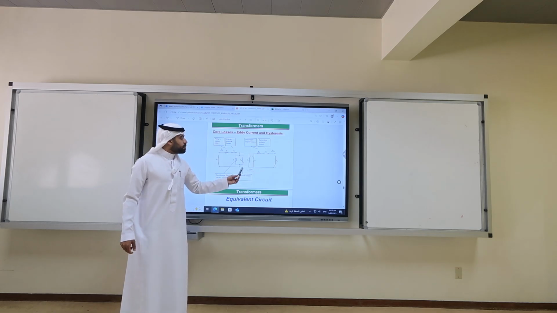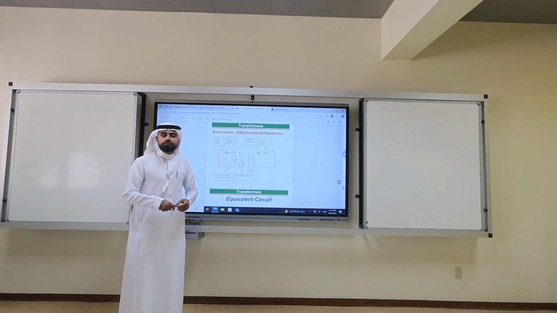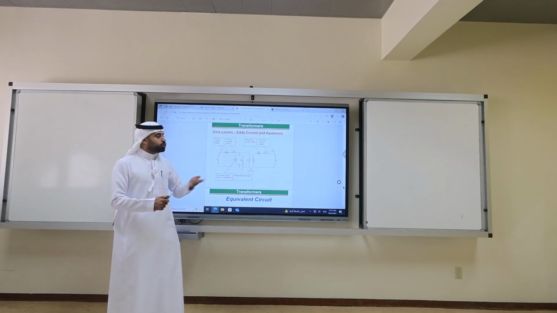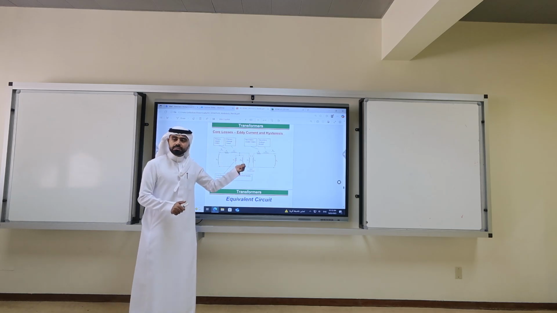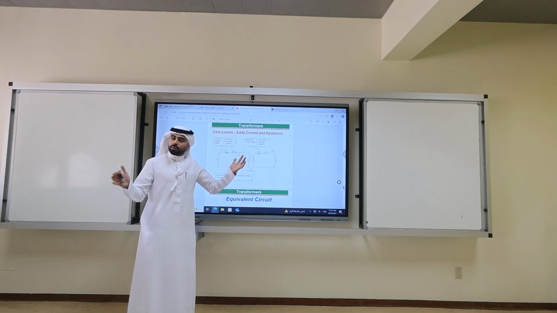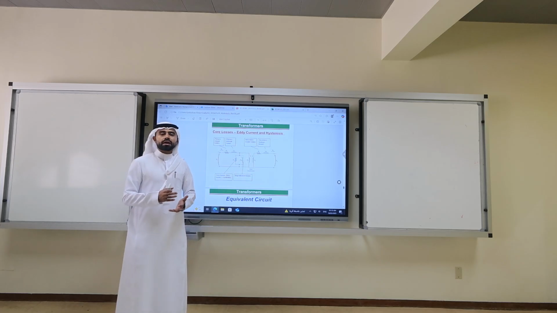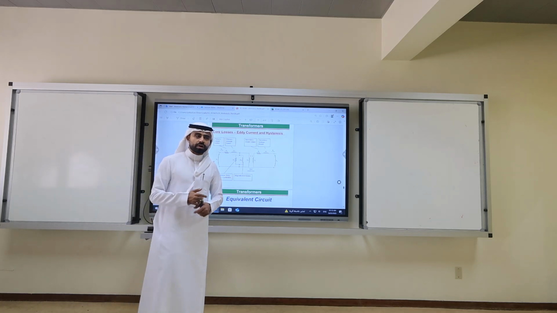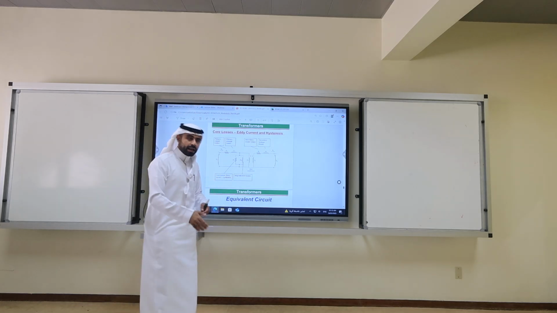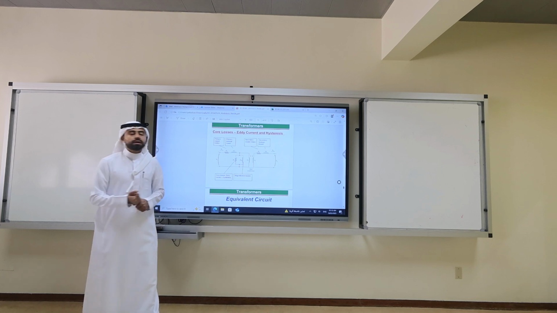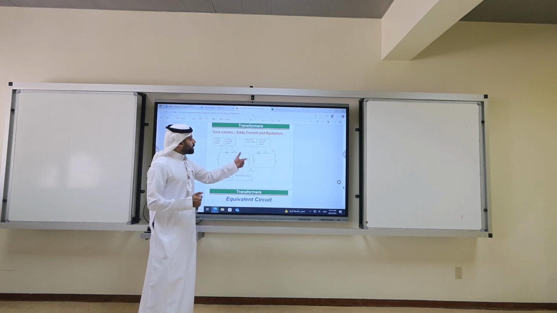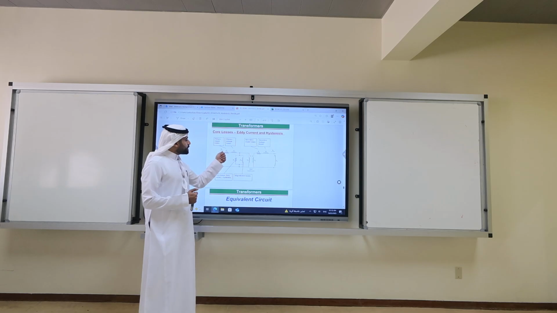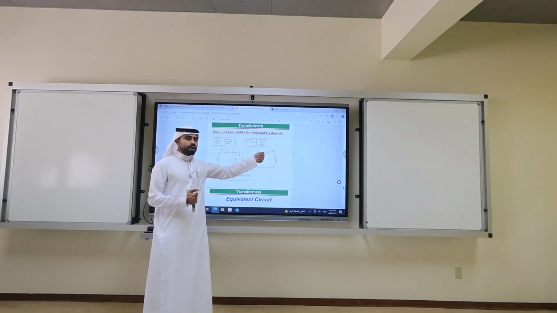parallel. Why? Because for example, if you have a big transformer, would you expect big magnetization? Yes. Smaller one? Smaller. And remember, the power is proportional to V squared over R, so that's why we put it in parallel. And then we have two series components, RP, jXP, RS, jXS.